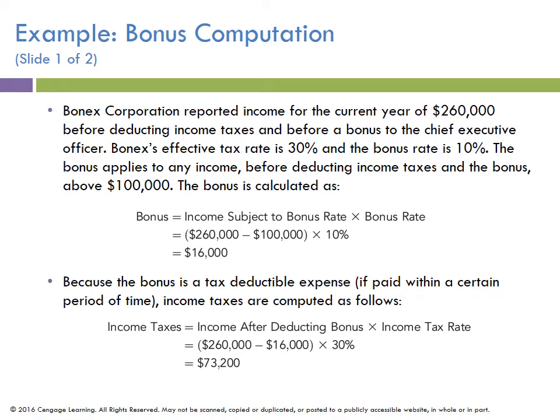Income subject to bonus rate would be 260 minus 100 because it's the amount above 100,000. Multiply that by 10%. Because the bonus is a tax-deductible expense, income taxes are then computed based on $260,000 minus the bonus of $16,000. So the income tax rate of 30% would be applied to that difference. Income taxes would be $73,200. So just an example of how we handle bonuses.